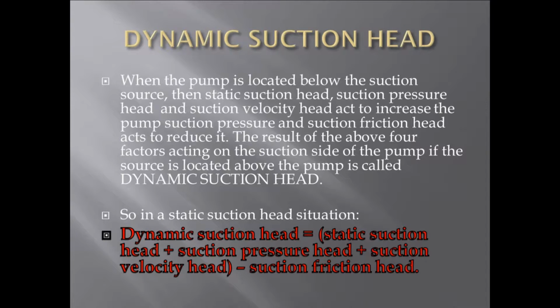Dynamic suction head. When the pump is located below the suction source, then static suction head, static pressure head, and suction velocity head all three act to increase the pump suction pressure, and suction friction head acts to reduce it. The result of the above four factors acting on the suction side of the pump, if the source is located above the pump, is called dynamic suction head.